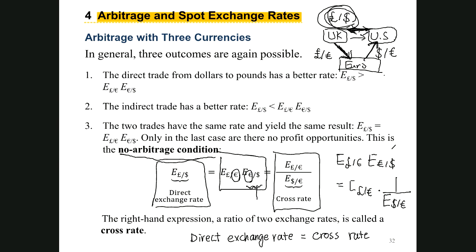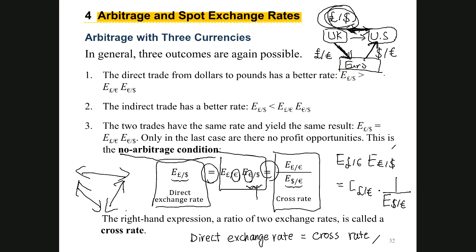You could switch the currency directly, or you can use another country's currency to do so. And if the market is efficient, if the market is in equilibrium, you're supposed to have no arbitrage condition. And that means this equality should hold. Okay?